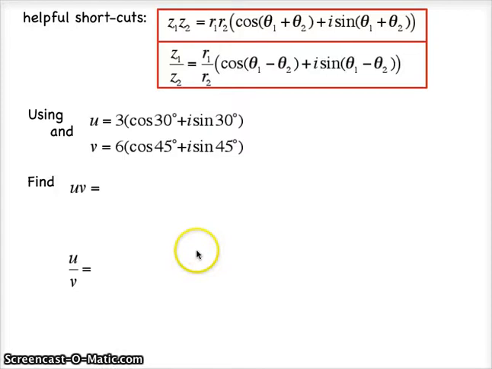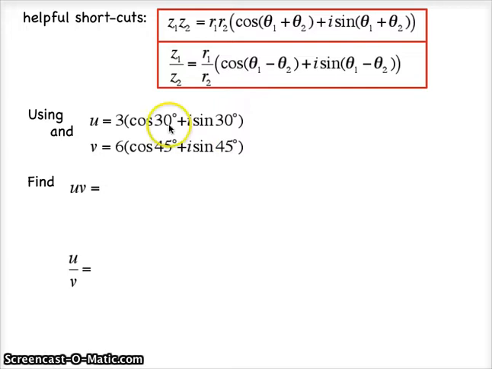All right, this is just a quick video to help you understand how to use a couple of shortcuts when it comes to multiplying, dividing, and taking powers of complex numbers. It's really helpful if we can put them into trig form. So you'll notice here we've got u and v that are both trig form complex numbers.